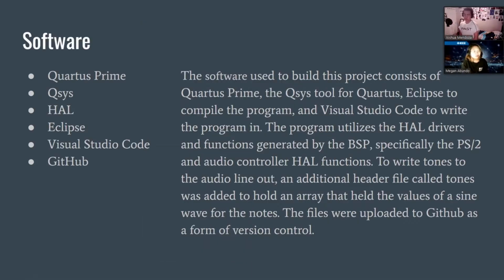So for our software, we use the Quartus Prime software and the QSys tool to create our hardware system, the HAL drivers to be able to interact with the hardware modules using C language, Eclipse to compile and load our program onto the board, and GitHub to upload our files as we developed our code as a means of version control between us.